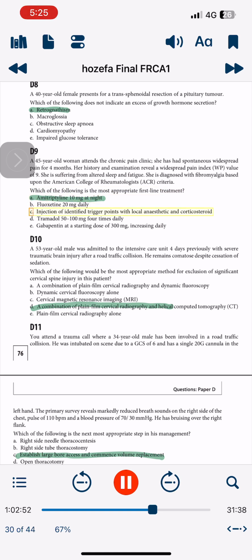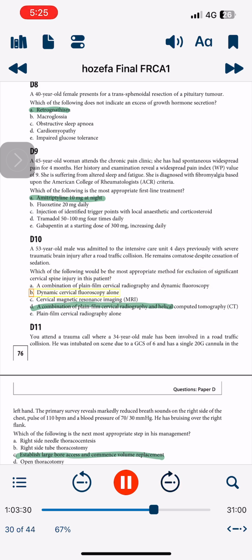A 53-year-old male was admitted to the intensive care unit 4 days previously with severe traumatic brain injury after a road traffic collision. He remains comatose despite cessation of sedation. Which of the following would be the most appropriate method for exclusion of significant cervical spine injury in this patient?